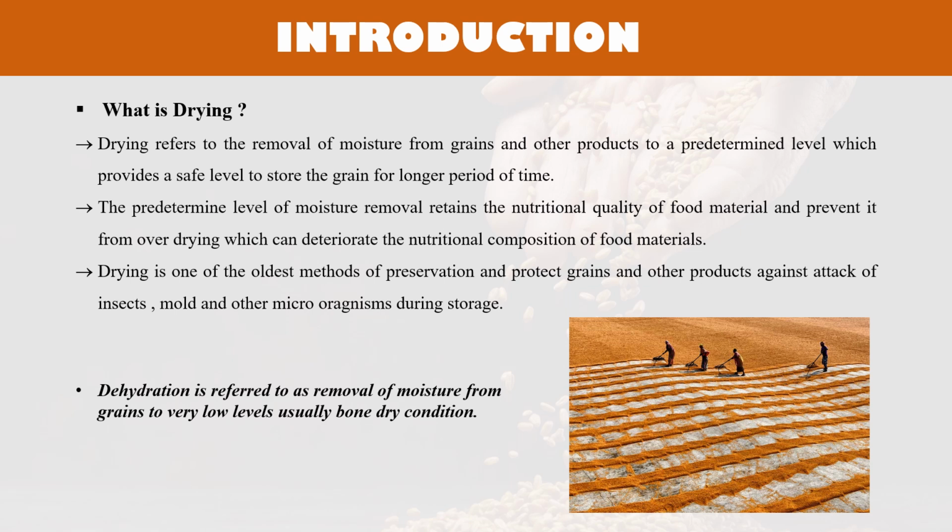The predetermined level of moisture removal retains the nutritional quality of food materials and prevents over-drying, which can deteriorate the nutritional composition of food materials. Drying is one of the oldest methods of preservation and protects grains and other products against attack of insects, mold, and other microorganisms during storage. Dehydration is referred to as removal of moisture from grains to a very low level, usually bone dry condition.